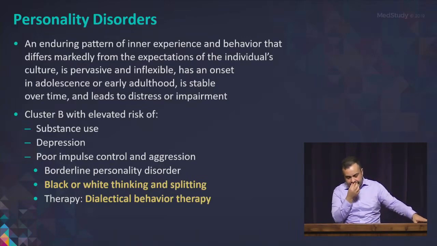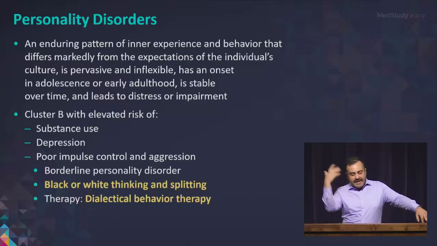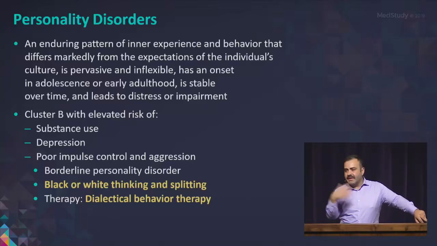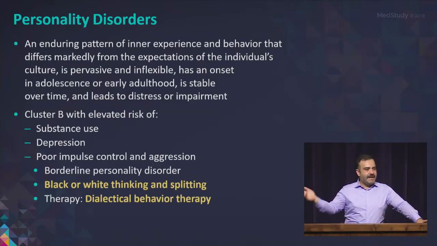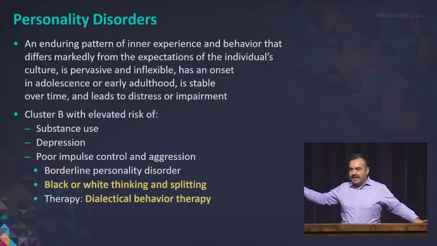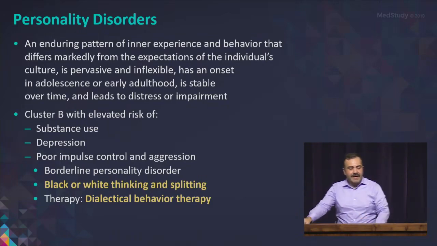When you're thinking cluster B and borderline personality disorder, they have a higher rate of substance use, there is elevated risk of depression, very poor impulse control and aggression. Keep in mind a lot of black and white thinking, or the word that is used a lot is splitting. And this is the only time in psychiatry that instead of CBT, cognitive behavioral therapy, we use another therapy, DBT, dialectical behavioral therapy.